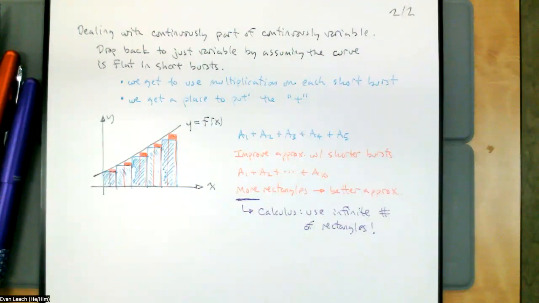That's the calculus way. Find a way to improve your approximation, and just think about what happens if I do this forever.